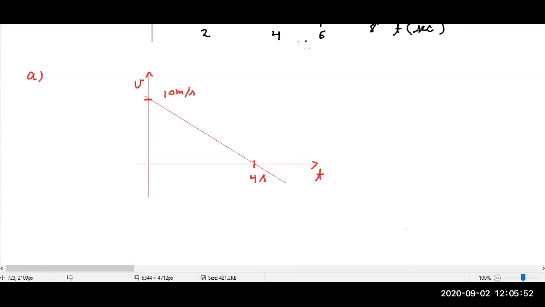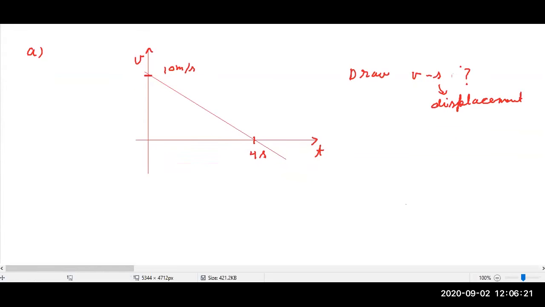Okay, suppose we have a question in which we are given the VT graph and we are asked to draw the VS graph, that is the velocity displacement graph. So we are provided with the VT graph and we have to find the velocity displacement graph. So how to do this?